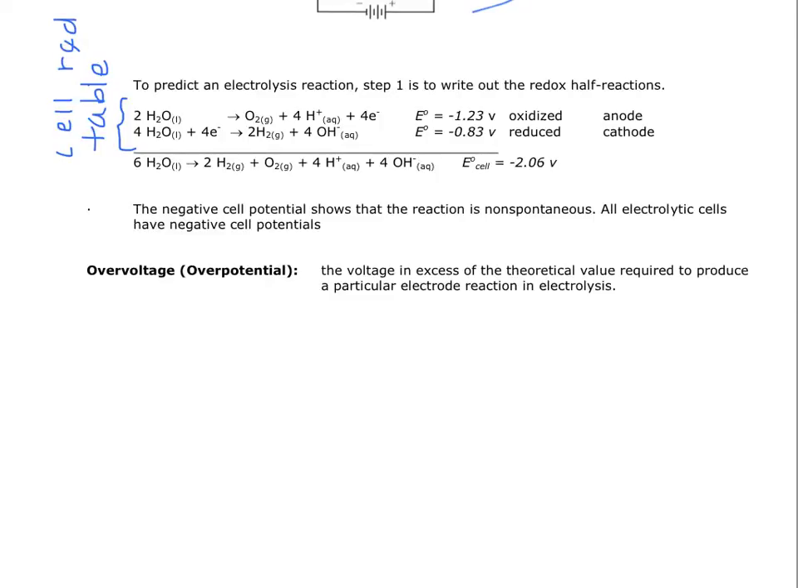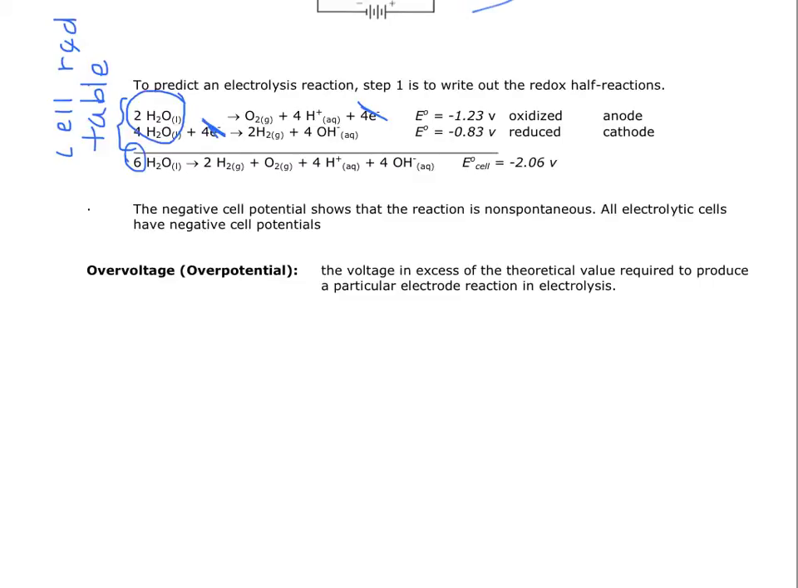In order to predict the electrolysis reaction, you now have to take these two half reactions and add them together. As with any other question we've been looking at, when we add them together, the total number of electrons lost must equal the total number of electrons gained, and therefore they can cancel out. Notice we have 2 waters and 4 waters as reactants, so instead of writing that as 2H2O plus 4H2O, we'll simplify that down to 6H2O.